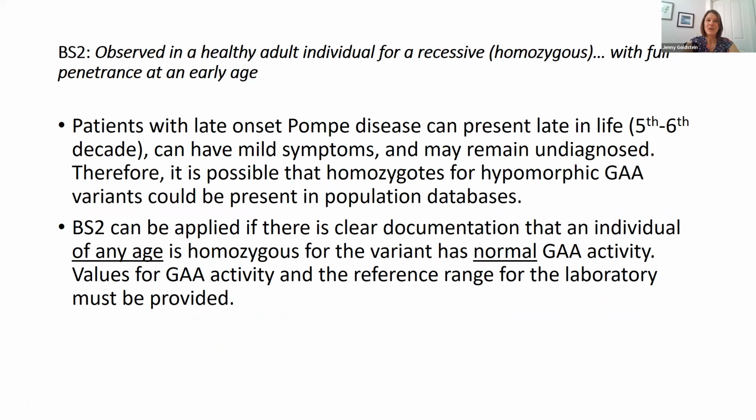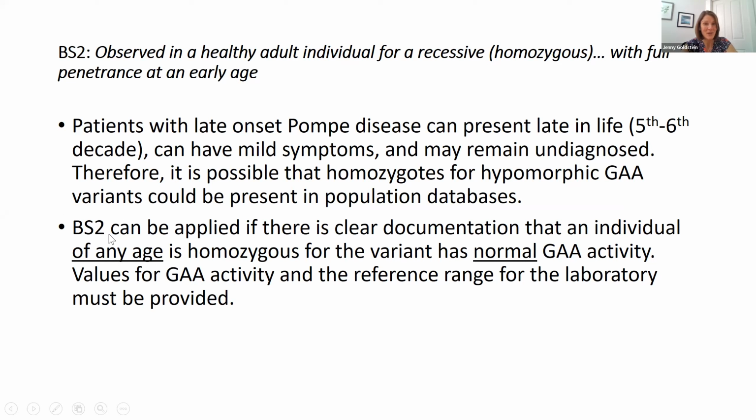And then lastly, we also added BS2, which is for recessive disorders observed in a healthy adult individual if they are homozygous. So this was kind of an interesting one. We didn't include this one initially because patients can have late onset disease, and you do sometimes see homozygotes for some of these milder variants in gnomAD. So we felt like, well, even if you see a homozygote, you can't say for sure that it's not a pathogenic variant. So what we decided was that if you have documentation that an individual who's homozygous has normal enzyme activity, then you can apply BS2.